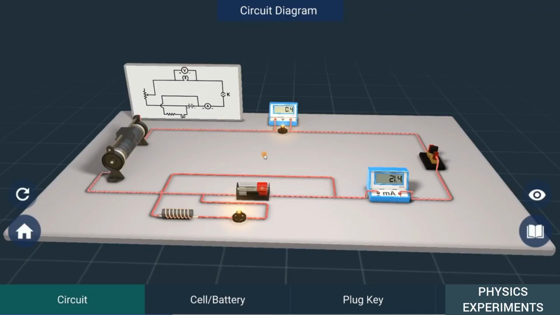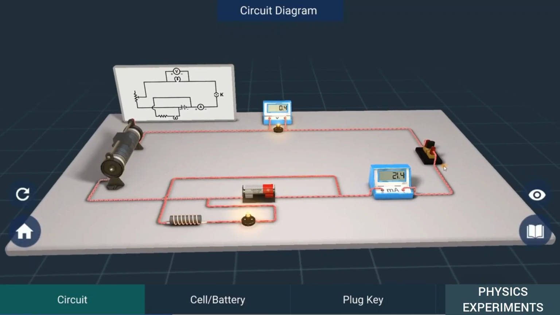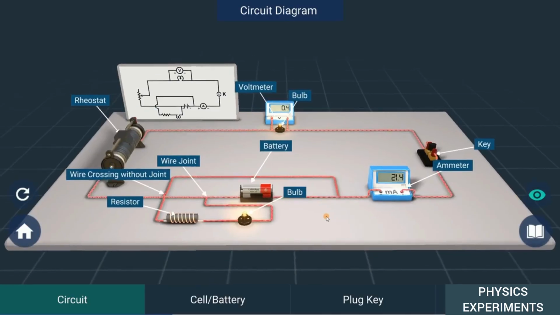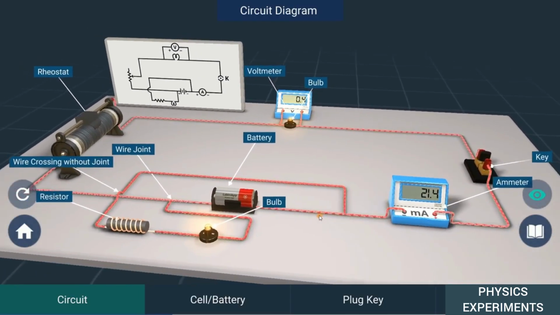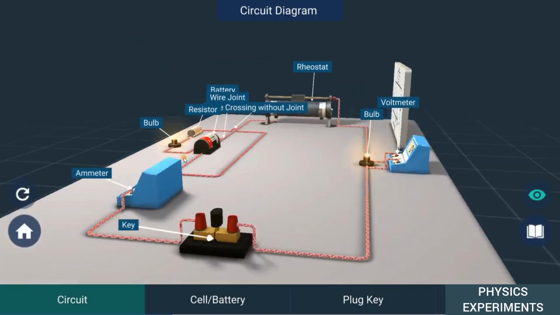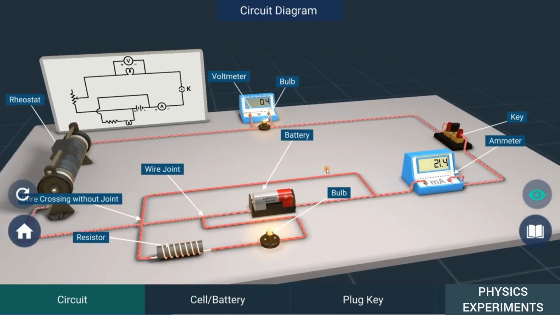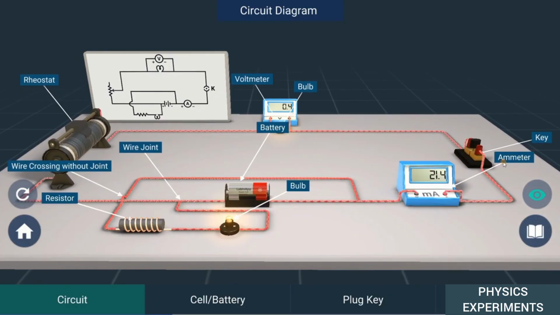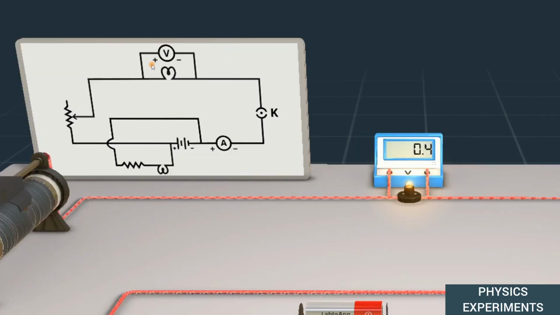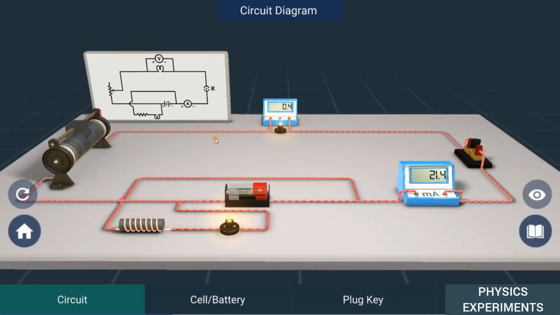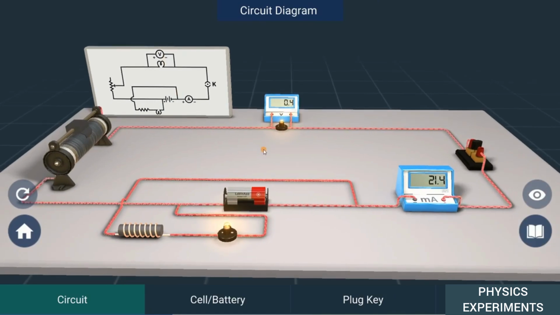We know that an electric circuit comprises different components like a cell or battery, electrical components, connecting wires, etc. The way to represent a circuit is through a schematic diagram in which different components are represented with symbols. So let us look at a circuit and study the symbols used to represent different components.